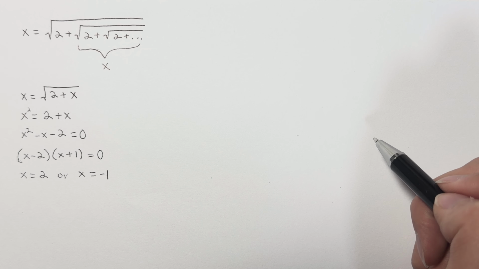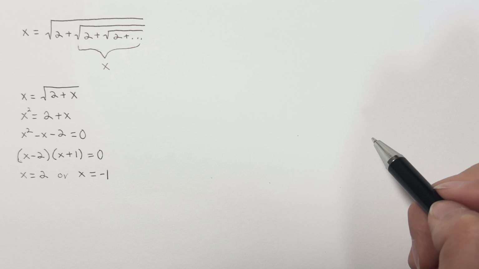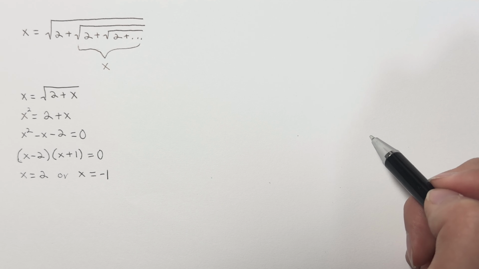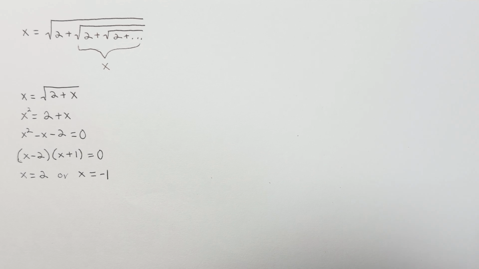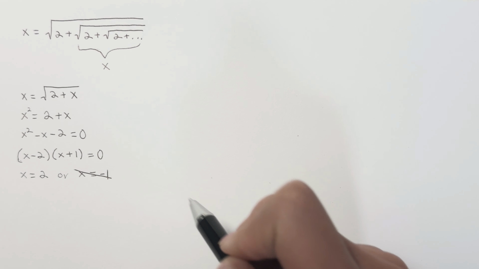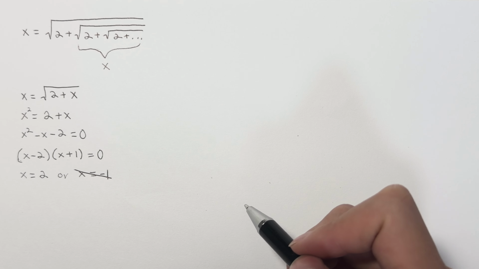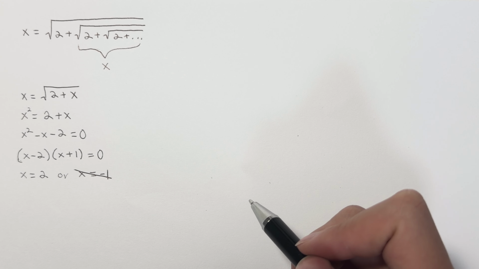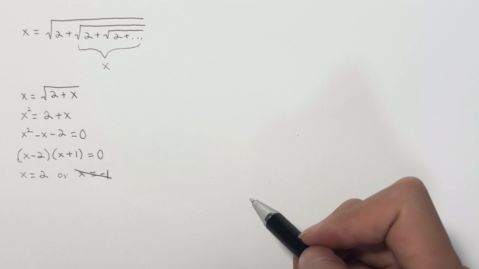But here's a critical question. The critical question is, can both of these be solutions? No. Look at the original expression. We're taking square roots of positive numbers, and square roots always give non-negative results. So x must be positive. We reject x equals -1. So we can cross out x equals -1. So the answer is 2. This infinite nested radical equals exactly 2.